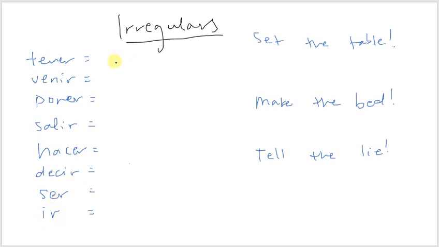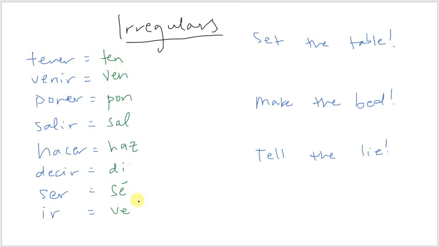And instead of doing the él, ella, usted, which for tener would be tiene, we're going to do ten. For venir, it's ven, poner is pon, salir is sal, hacer is haz, decir is di, ser is sé with an accent, and then ir is ve.